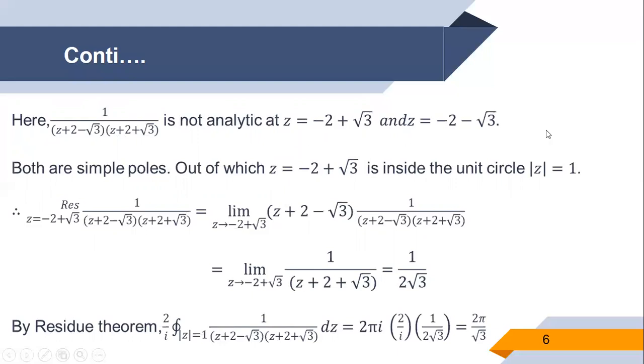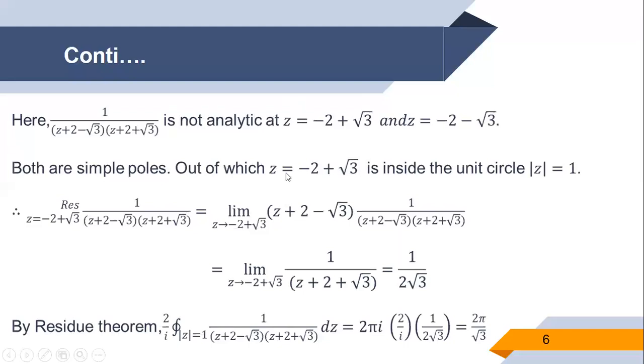Now we check whether both values are simple poles or not. Obviously both are simple poles because the power of the factor is 1. So we can say both are simple. Out of which z is equal to minus 2 plus root 3 is inside the circle mod of z is equal to 1.